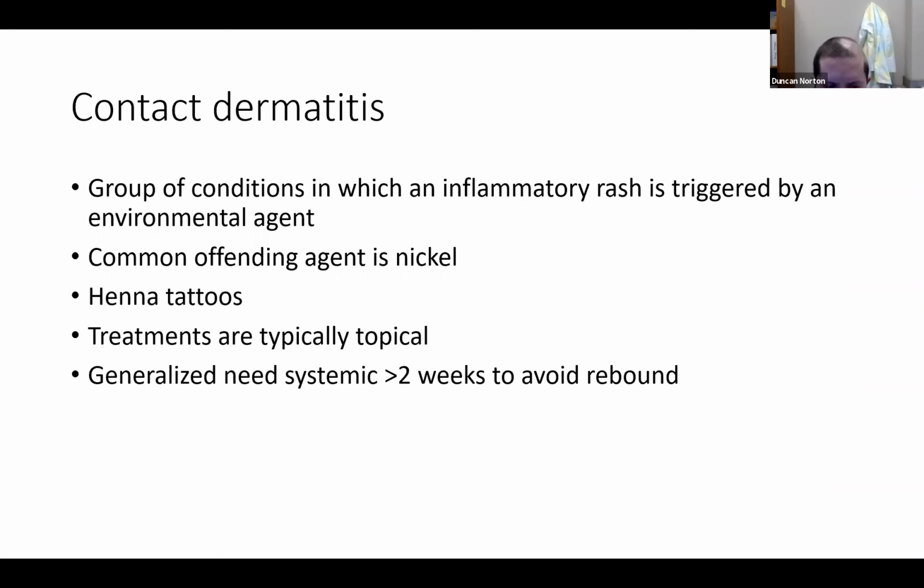Treatments are typically like what we do in eczema, and they're typically just topical steroids. But if it's generalized, you may have to do some systemic steroids. And you have to do these more than 2 weeks, and typically with a taper, so that way you don't have a rebound effect, which makes it worse. So the first one we're going to talk about is rhus dermatitis.